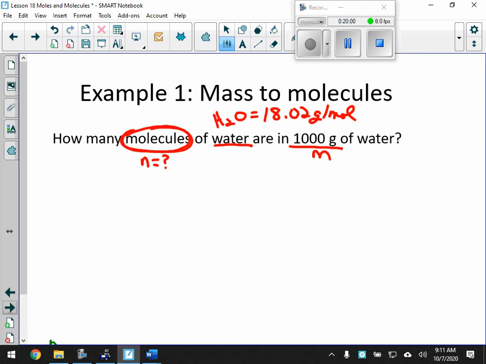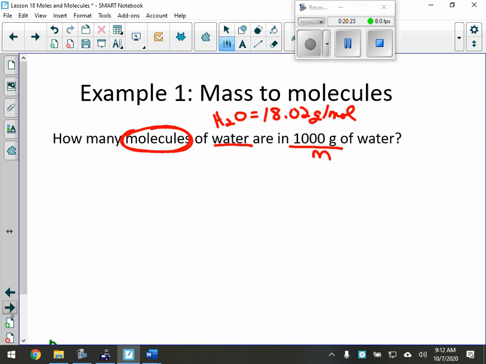Is this N? No. Okay. This is not N. Those two are related, but N doesn't mean molecules. N means what? Moles, amount, exactly. Okay. So those are not the same.